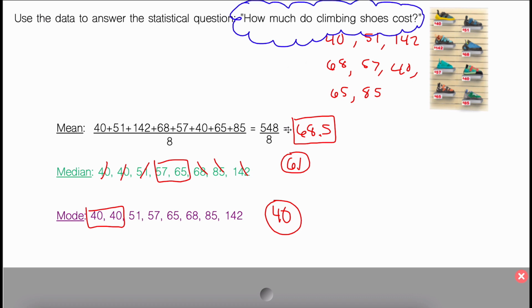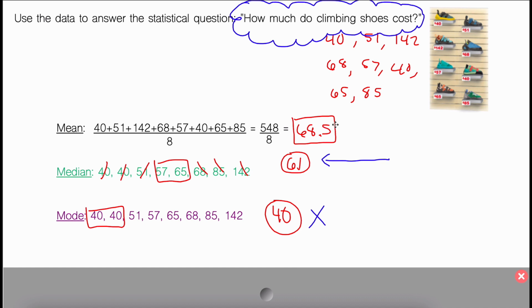Do you think the average is the best indicator if you had to tell a customer? Do you think the median is the best indicator, or do you think the mode? And I would say the mode is definitely not. That's not a good way to describe this data. The two low end shoes cost 40, but that's not what most of them cost. I would go with probably, if I had to pick one of these, I'd go with the median. I'd say that most pairs of shoes are somewhere around $61. Some are higher, some are lower, but kind of a good indicator is this one.